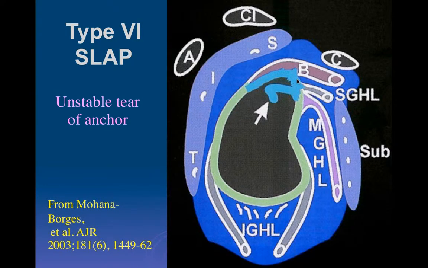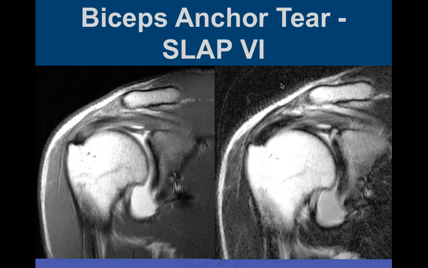Now, type 6 is an unstable tear of the biceps anchor, and here things start getting a little bit confusing with a lot of overlap. So here would be a type 6 tear where you actually have a tear involving the biceps anchor, but you can see the biceps anchor is unstable. One of the ones we saw before was probably similar to this.